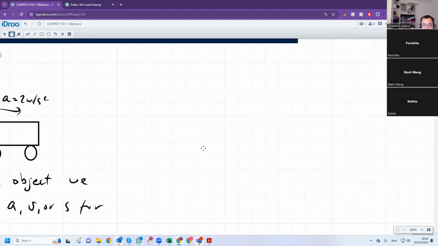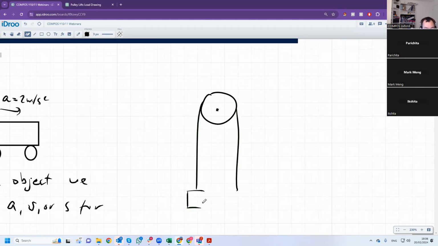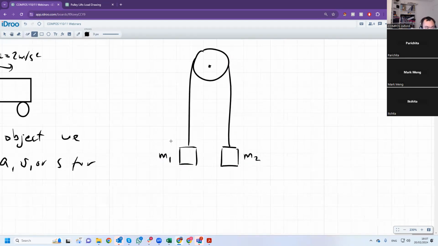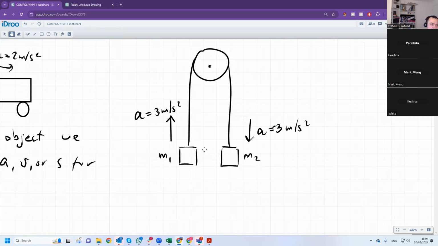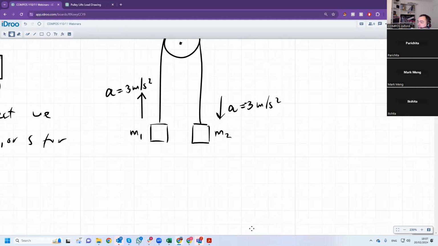Why are we talking about it? Well, let's say you have a pulley and there's a rope, and you have two masses, M1 and M2. If you know for a fact that this mass is accelerating up at acceleration equals 3 meters per second squared, then you know for a fact that this one is also moving with acceleration 3 meters per second squared. Now, technically, that would be minus, but you don't need to worry too much about it, as long as you get the arrow correctly. Does that make sense?